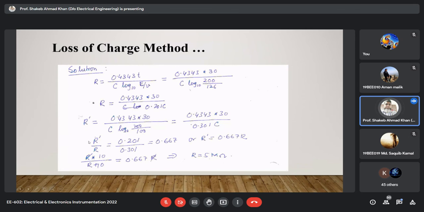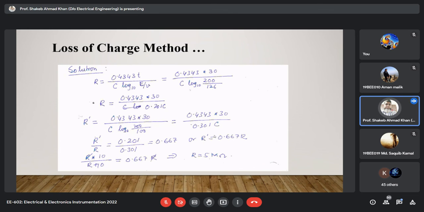Then we'll take the ratio. Obviously your C will get cancelled, your capacitance remains the same, you're not changing the capacitance value. So you're getting a ratio of 0.67, and you know R dash is equal to R into 10 mega ohm upon R plus 10 mega ohm. So finally you are able to find out the unknown resistance. This is 5 mega ohm.